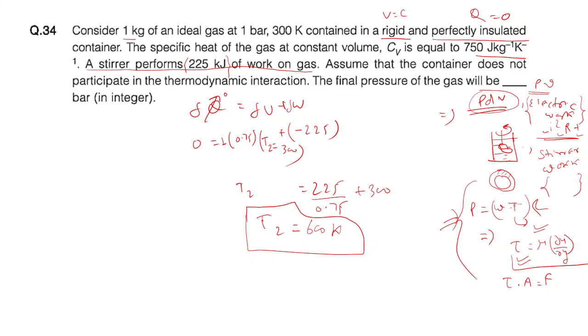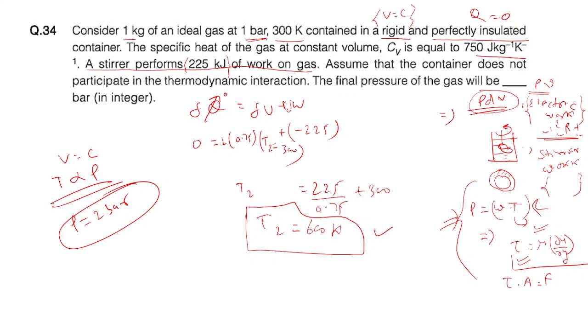So initially temperature is 300 and now temperature is 600, and the vessel is rigid, meaning a constant volume process. If volume is constant, then we know the temperature is proportional to the pressure, right? So if temperature got doubled, pressure would also get doubled. Is it okay to everyone? Initial pressure is 1 bar, it is written here, so final would be 2 bar. Correct or not?